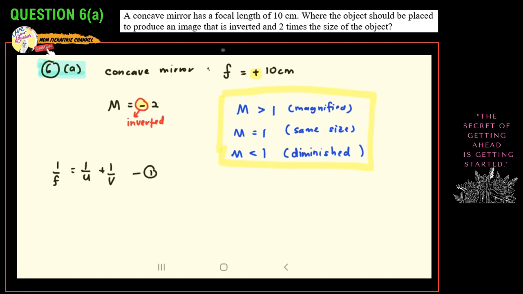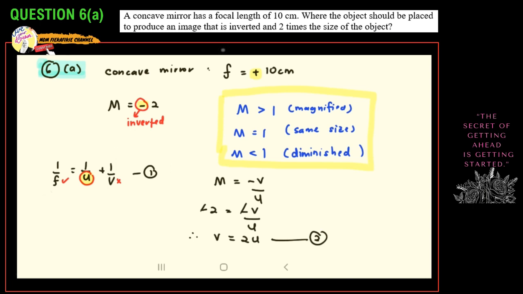So we want to find where the object should be placed, means that we want to find the value of U. Okay, so dalam keadaan ni kita ada F, we want to find U but we don't have the value of V. So means that we need another equation, which is M is equal to negative V over U. Alright, so from the second equation, let's substitute M is equal to negative 2 and here negative V over U. So you can cancel the negative sign, therefore V is equal to 2 times U. And this is my second equation.